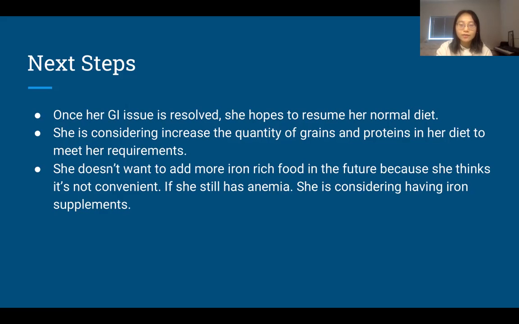If I have a chance to do it differently next time, I will probably retrieve a food record from the patient that can reflect the client's normal intake. So I will have a better understanding of whether she is able to achieve her macronutrient targets in her normal diet. Thank you for listening to the presentation.